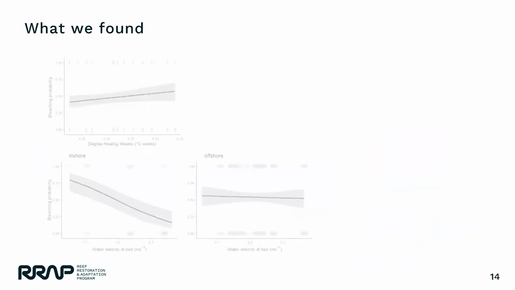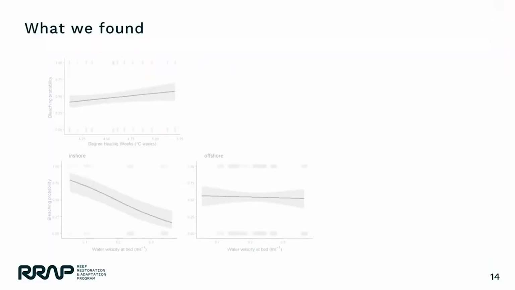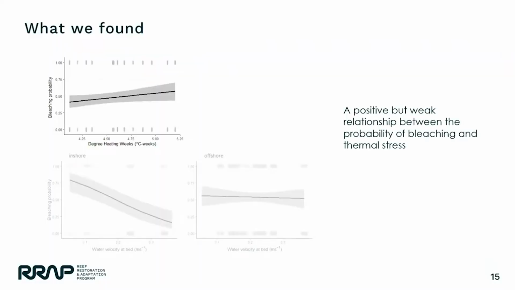And we looked at a range of different factors, some of the ones I mentioned. We also looked at other factors that I won't have time to go through today. So this is a subset of what we found. The first thing that was surprising was the degree heating weeks. For those of you who might not know, it's a metric of bleaching stress. Basically, the longer and the higher the temperature relative to the temperature that the corals are routinely exposed to during summer, the higher the degree heating weeks.